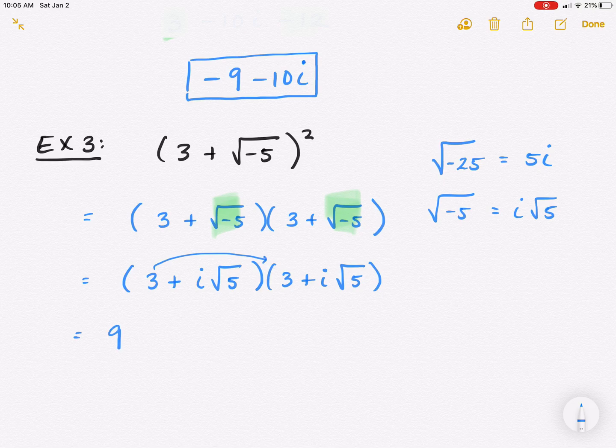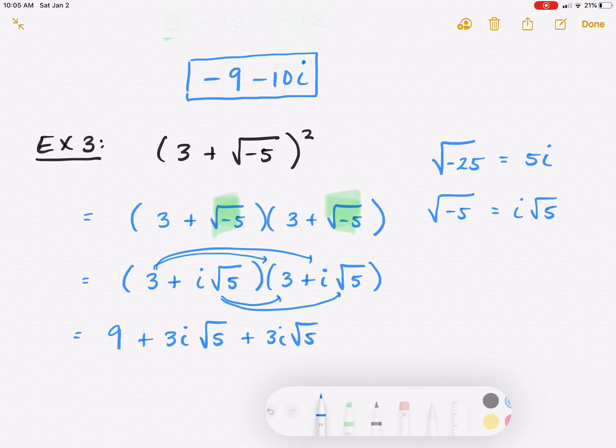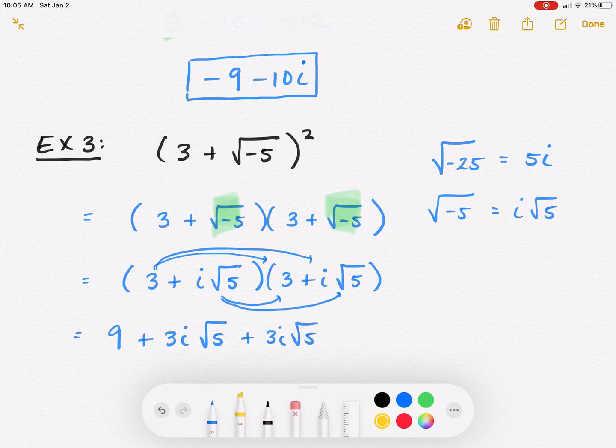Well, 3 times 3 is 9, and 3 times i square root of 5 is 3i square root of 5, and then we have another 3i square root of 5, and then this last one is where we need to be really careful. Okay, we have i square root of 5 times i square root of 5. That's going to make a plus. And i times i is going to make i squared, and square root of 5 times square root of 5 is going to make 5.